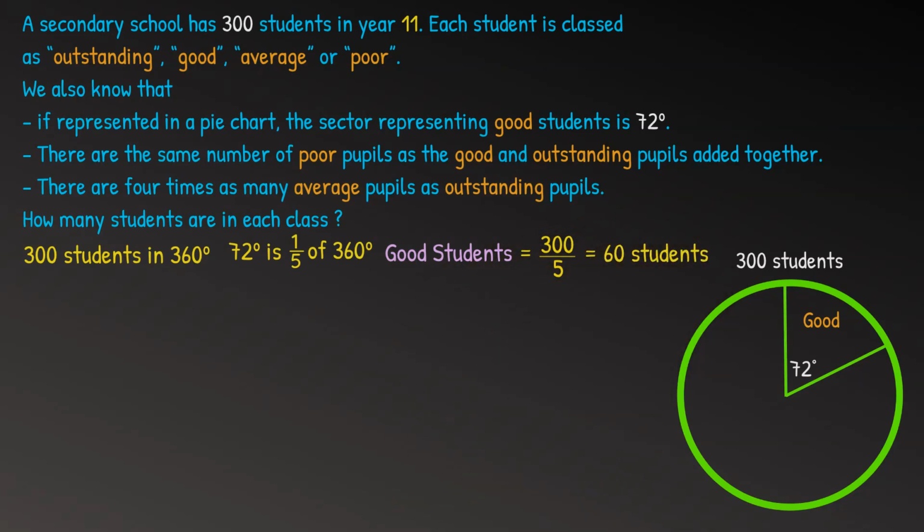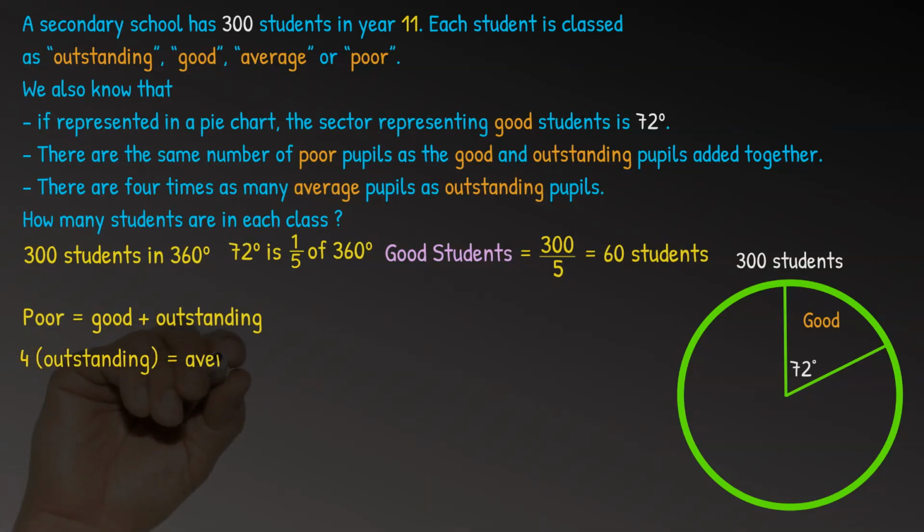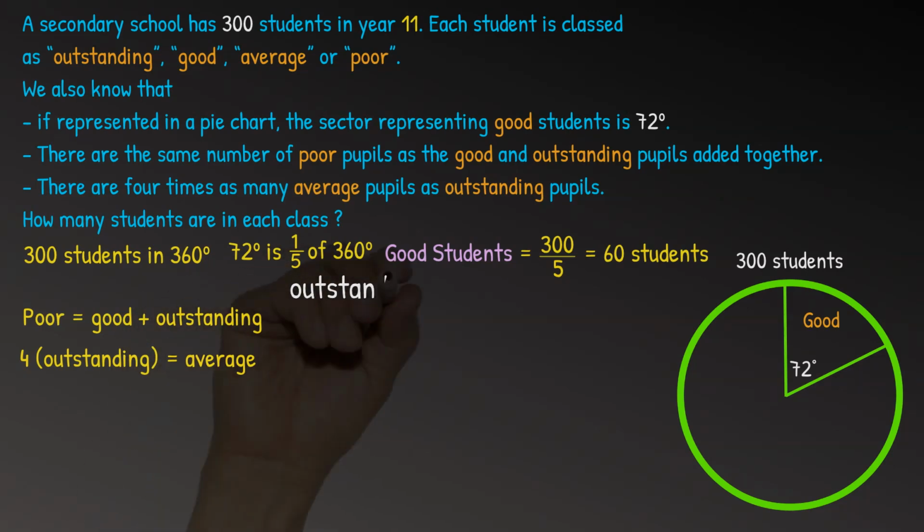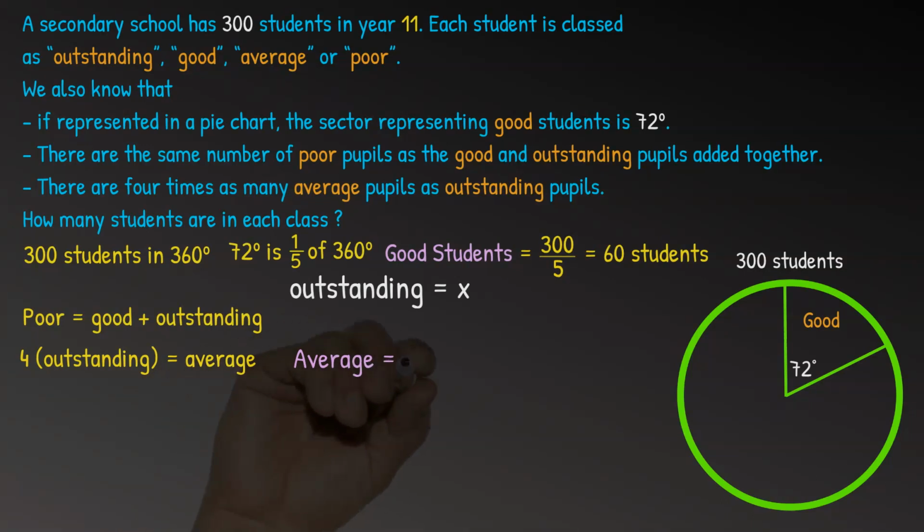Now, the question also says that the number of poor students is the same as the number of good and outstanding pupils added together. And we're also told that there are 4 times as many average pupils as there are outstanding pupils. So we have to times the number of outstanding students by 4 to get the number of average students. Now if we say that the number of outstanding students is equal to x, we know that the number of average students is going to be equal to 4x, and the number of poor students is going to be equal to 60 plus x.